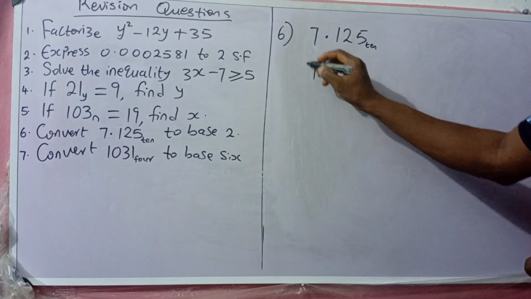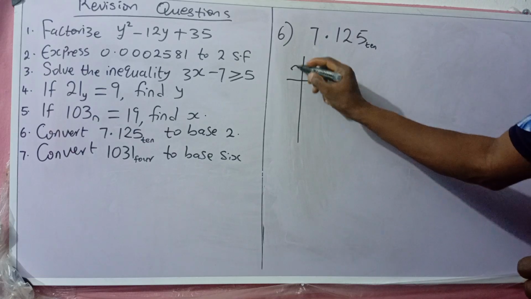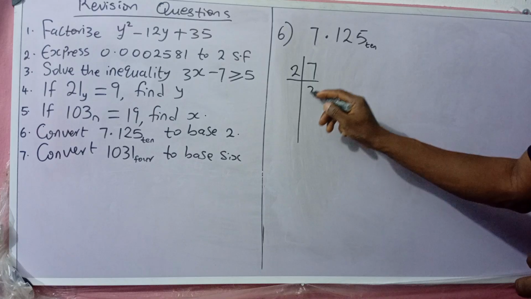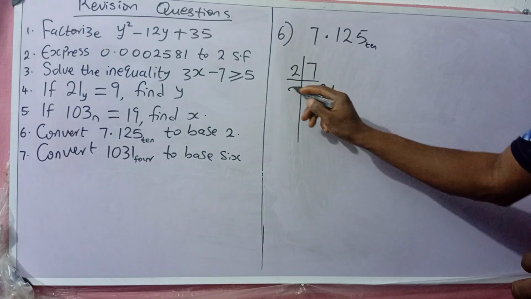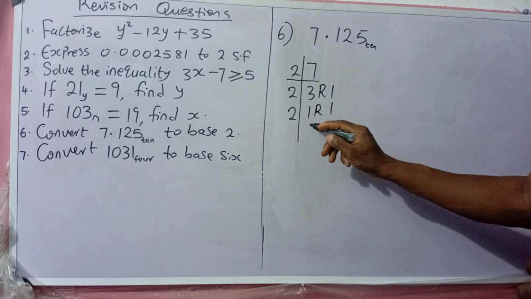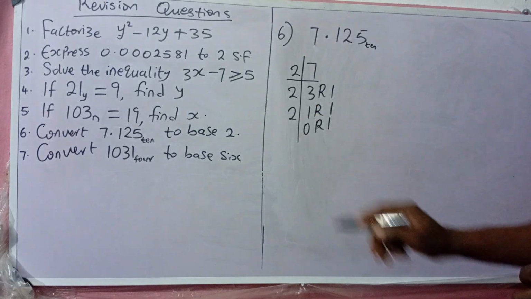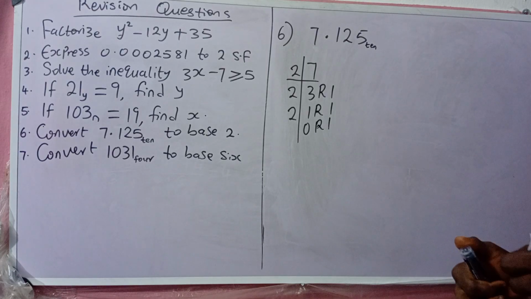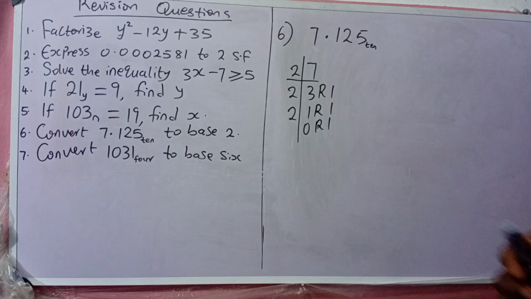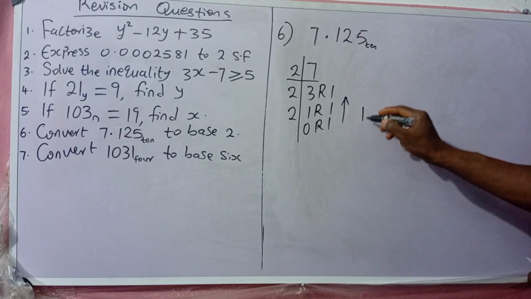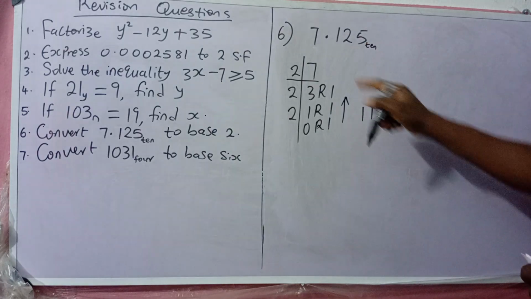Converting 7 to base 2, we use 2 to divide all through, taking note of remainders. 2 divides 7 will give us 3, remainder 1. 2 divides 3 will give us 1, remainder 1. And 2 divides 1 will give us 0, remainder 1. I believe you are familiar with this kind of solution. Otherwise, you can check our previous videos where we talked about conversion of base 10 to other bases and other bases to base 10. All right, so for this, we write our answer from bottom to the top. That will now give us 111.